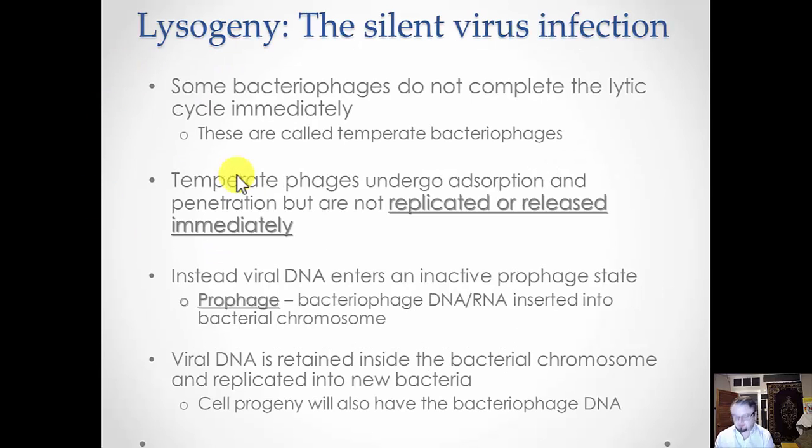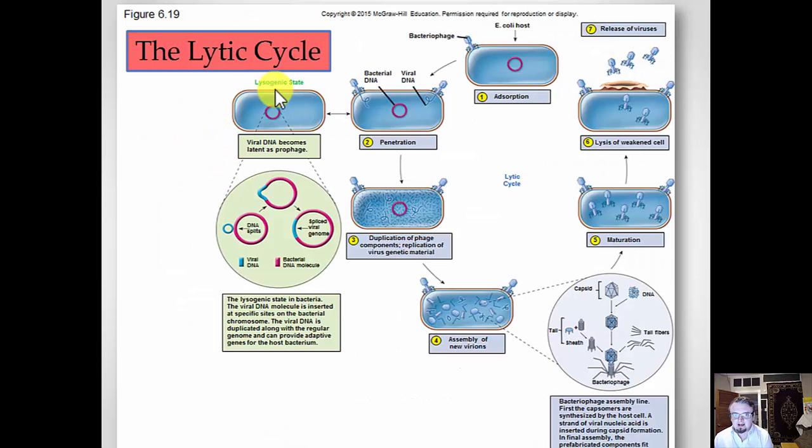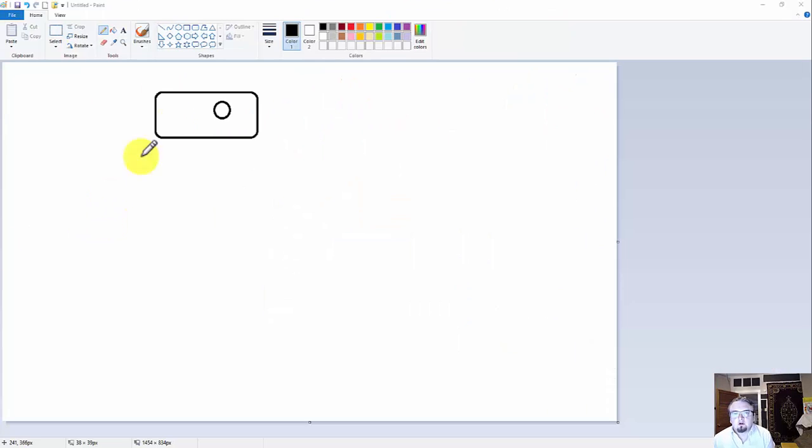When a virus goes into the lysogenic cycle, what can actually happen is the bacteria will make copies of itself and pass that virus on to future generations. Let me just draw this real quick to give you the visual. Here's your bacteria. Here's the phage DNA, being shown here in red. Phage DNA enters and becomes part of the bacterial chromosome.